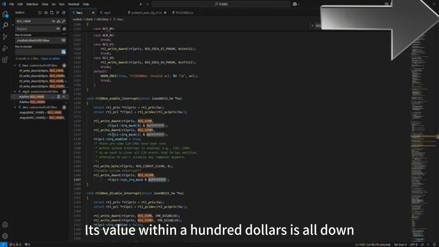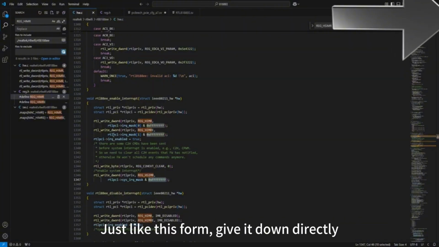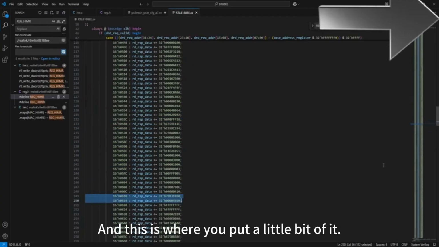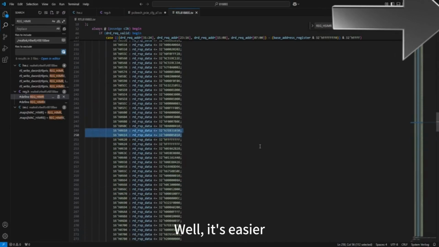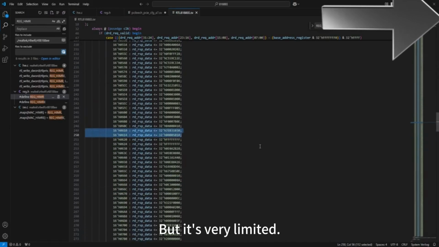Its value within $100 is all down. Just like this form, give it down directly. And this is where you put a little bit of it. Probably the driver can be loaded. Exit method. Well, it's easier. But it's very limited. Well, take this 8188 for example.